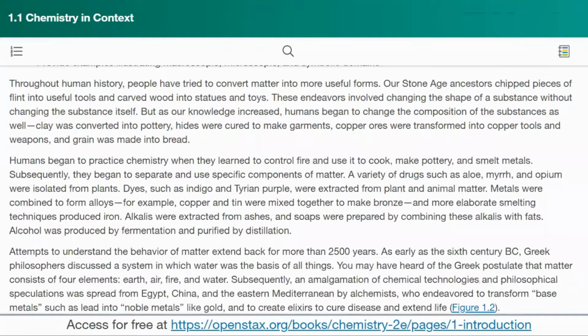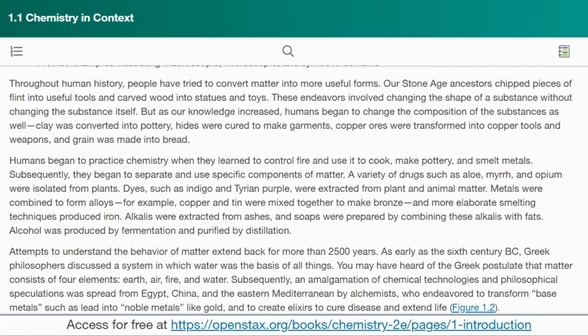Throughout human history, people have tried to convert matter into more useful forms. Our Stone Age ancestors chipped pieces of flint into useful tools and carved wood into statues and toys. These endeavors involved changing the shape of a substance without changing the substance itself. But as our knowledge increased, humans began to change the composition of the substances as well. Clay was converted into pottery. Hides were cured to make garments. Copper ores were transformed into copper tools and weapons, and grain was made into bread.